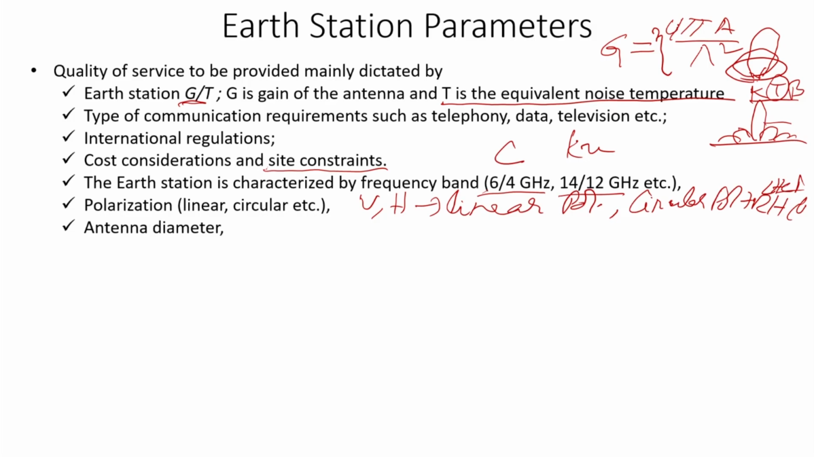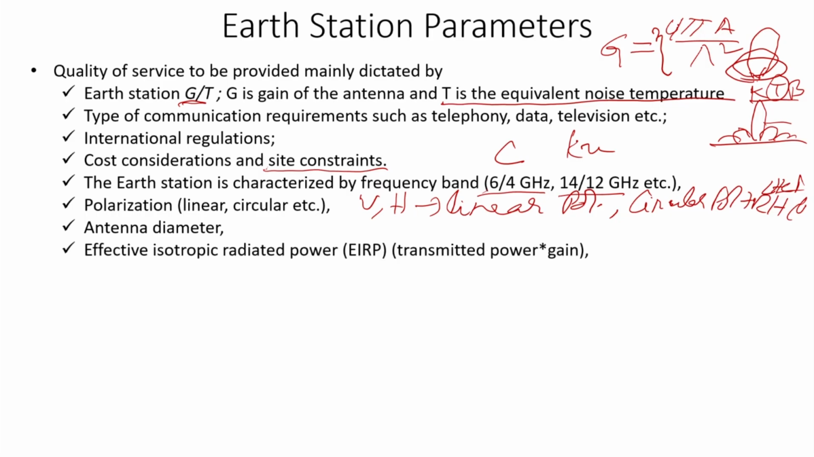Then antenna diameters. When I need a very high gain antenna, the antenna diameter will be higher and higher, and again this has an implication on the cost. Whenever the requirement is to have a very high gain antenna, the antenna diameter can be something like 11 meters, it can be 13 meters, it can be even up to 30 meters.